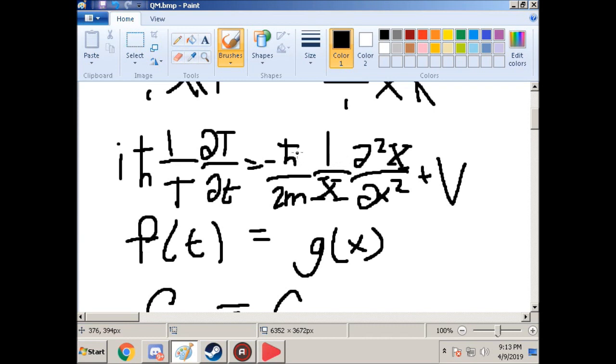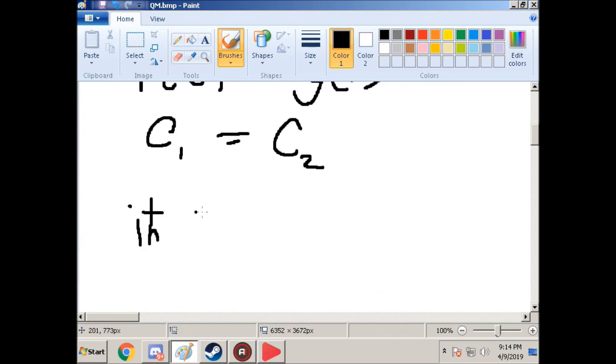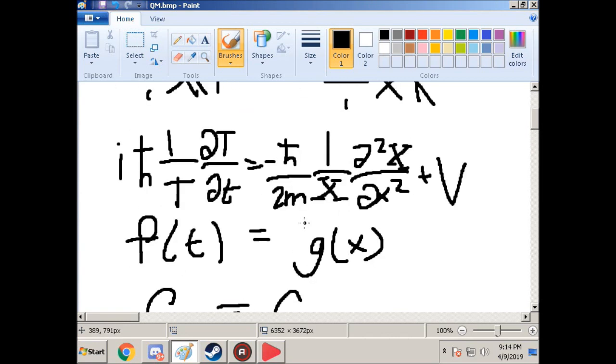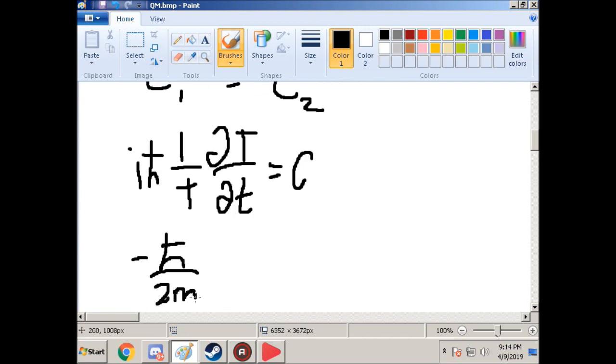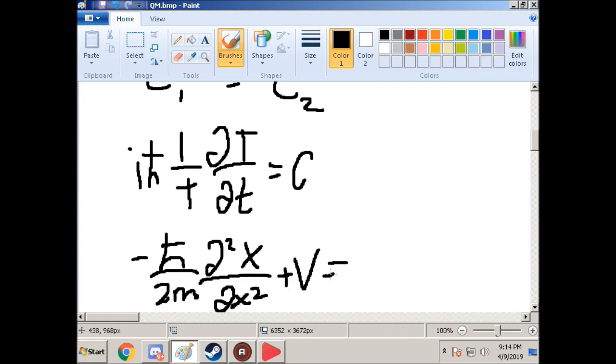Okay? So the next step that we do in this separation of variables technique is we take this side and we set it equal to a constant, and we take this side, we set it equal to another constant, and we get two separate equations. So let's do that. And the other side of the equation is this. Wait, there's supposed to be a 1 over X here. Equals c.